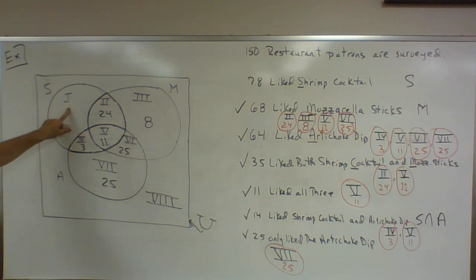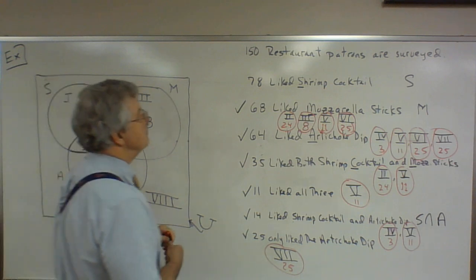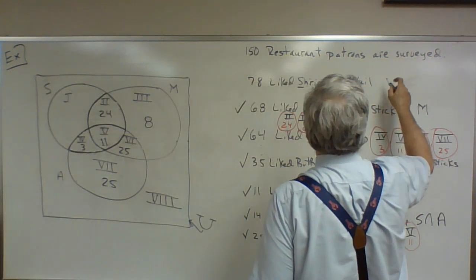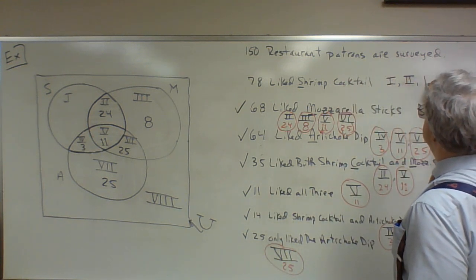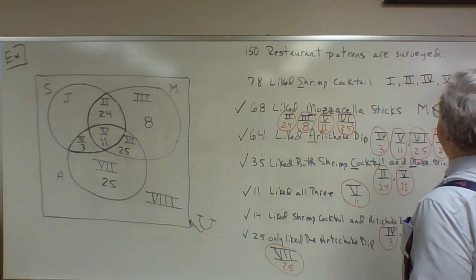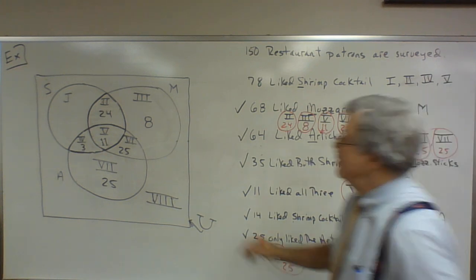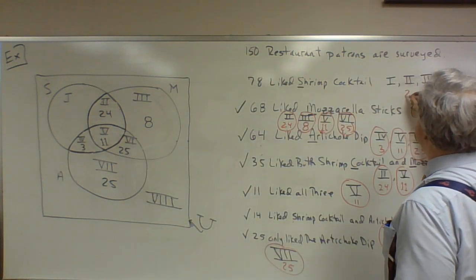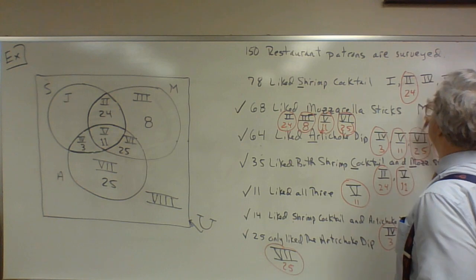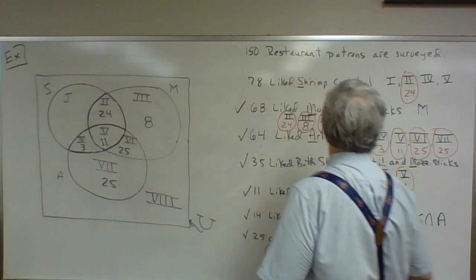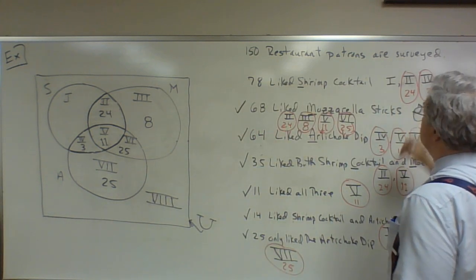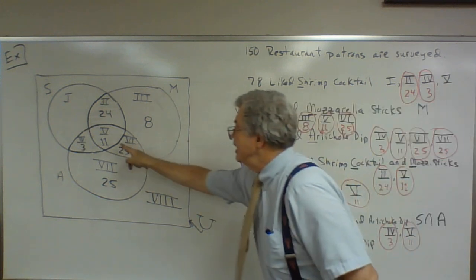All we have now is region 1. The shrimp cocktail people are region 1, region 2, region 4, region 5. So that's region 1, region 2, region 4, region 5. Region 2 has 24. Region 4 has 3, okay. Region 5 has 11.